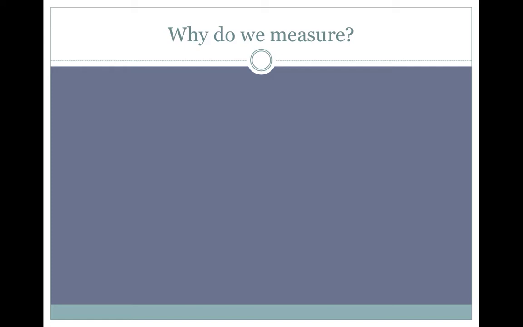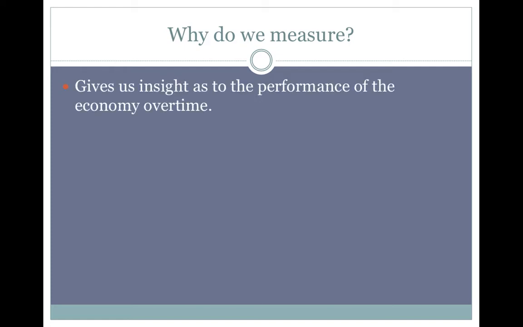Let's talk about why do we measure GDP. Why is it significant? Why is it important? Well, we measure GDP from year to year because it lets us see if our economy is growing over time, or the performance over time. So for example, if the US economy made 17.2 trillion last year and it rises to 18 trillion this year, we know that the economy is growing.